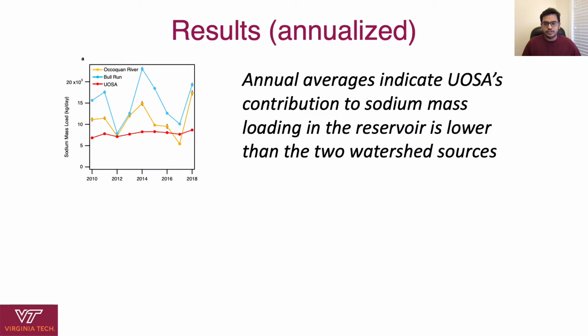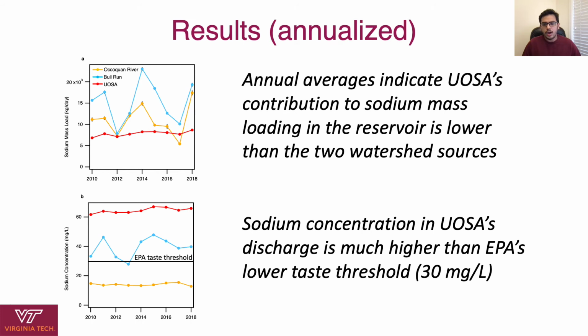When daily predictions of sodium mass load from each source are presented as annual averages, we can see that UOSA's contribution to sodium mass loading in the reservoir is lower than that of the two watershed sources. However, annualized concentration of sodium in UOSA's reclaimed water is well above EPA's lower taste threshold, and it is also greater than concentration in flows from Bull Run and Occoquan River watersheds.